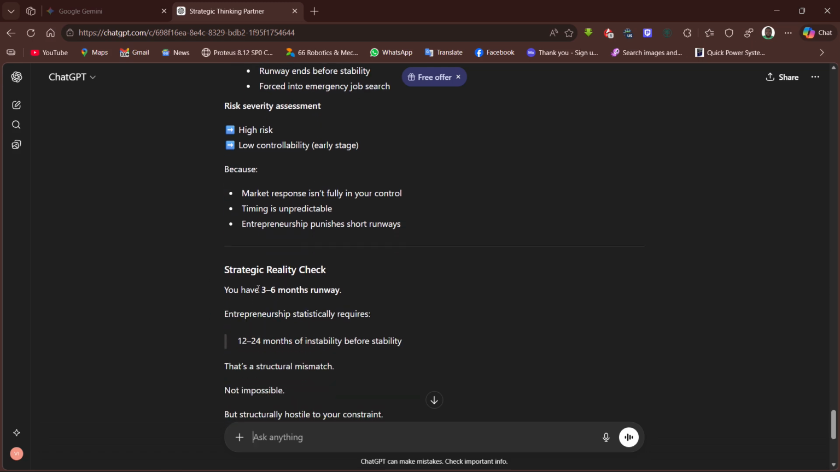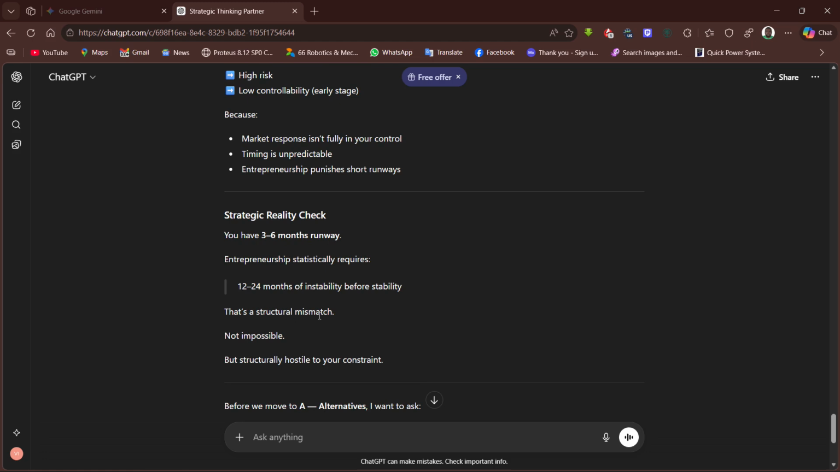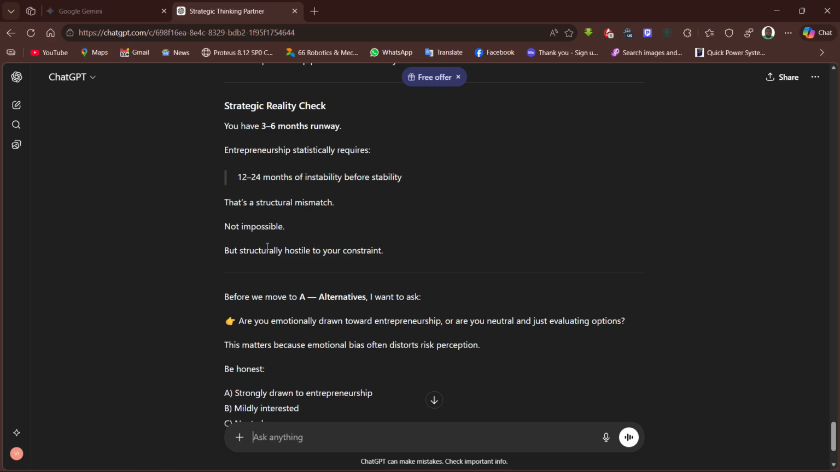Now, strategic reality check. You have 3 to 6 months runway. Entrepreneurship statistically requires 12 to 24 months of instability before stability. That's a structured mismatch, and that's quite true for many cases of entrepreneurship. Not impossible, but structurally hostile to your constraint. It actually also depends on what product or service you're offering, and also how high in demand it currently is in the particular market you're offering that service in.